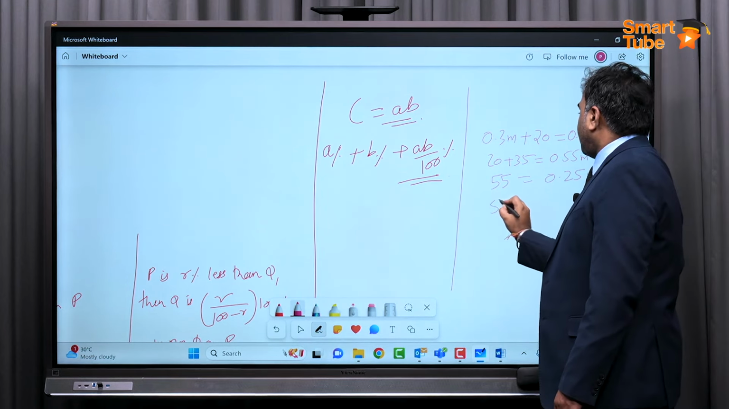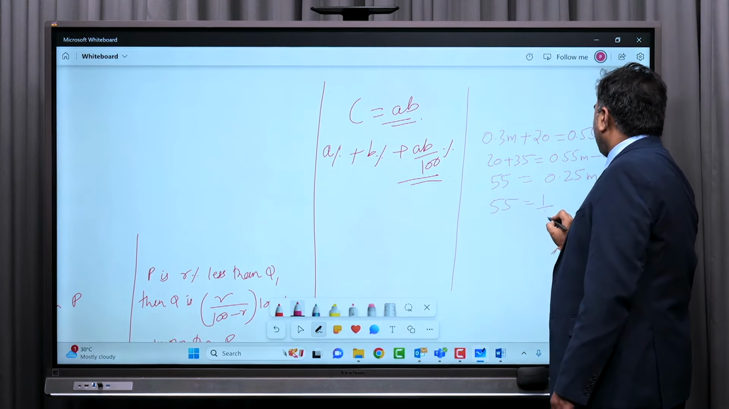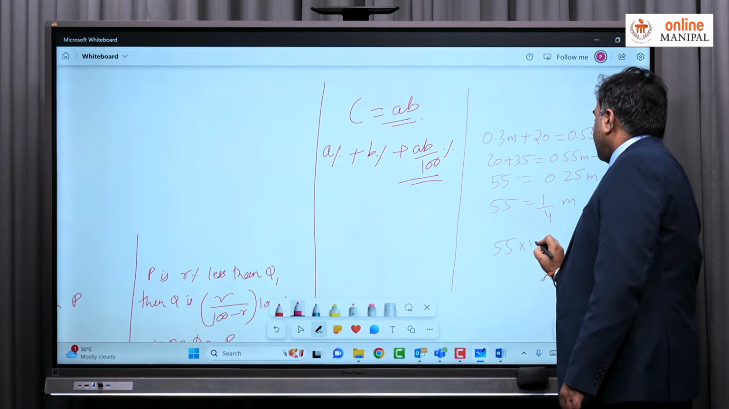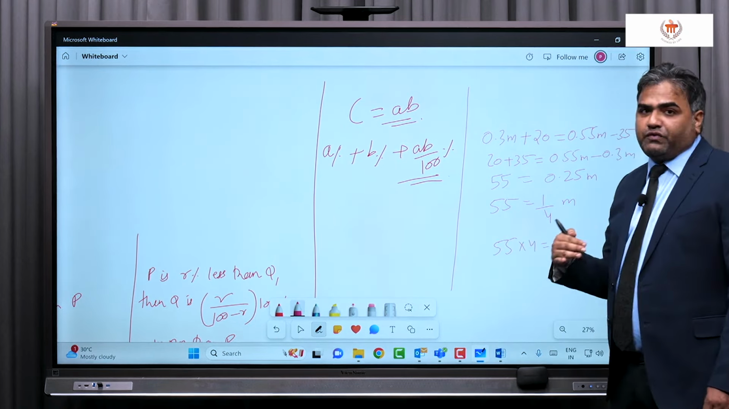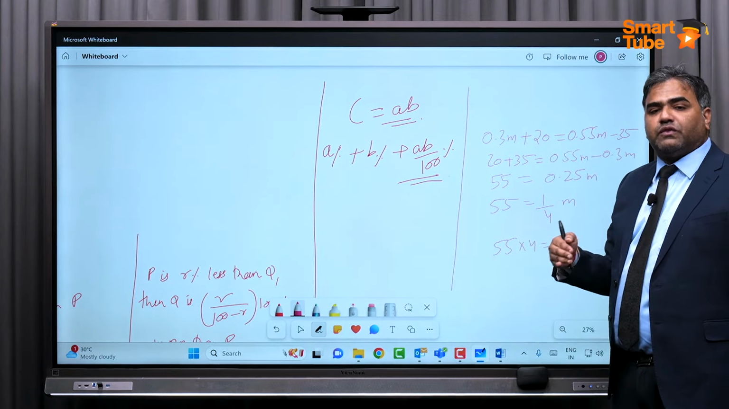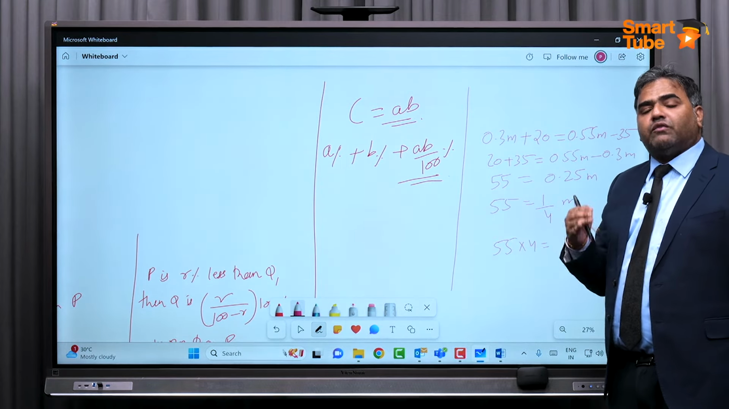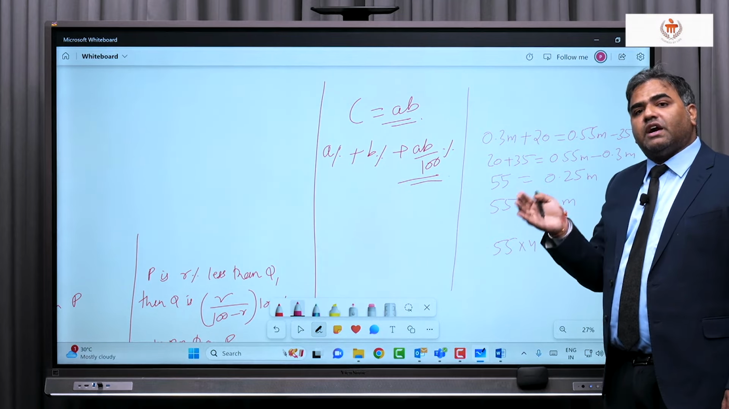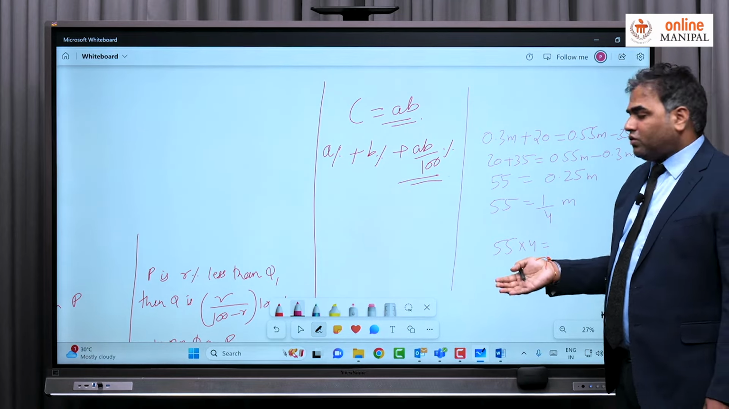So 55 is equal to 1 by 4 of total marks. So 55 into 4 is nothing but 55... You know 50 table, right? So you can just add 5 on that. So 55 ones are 55. 55 twos would be 110. So 110 twos are, that would be 220.